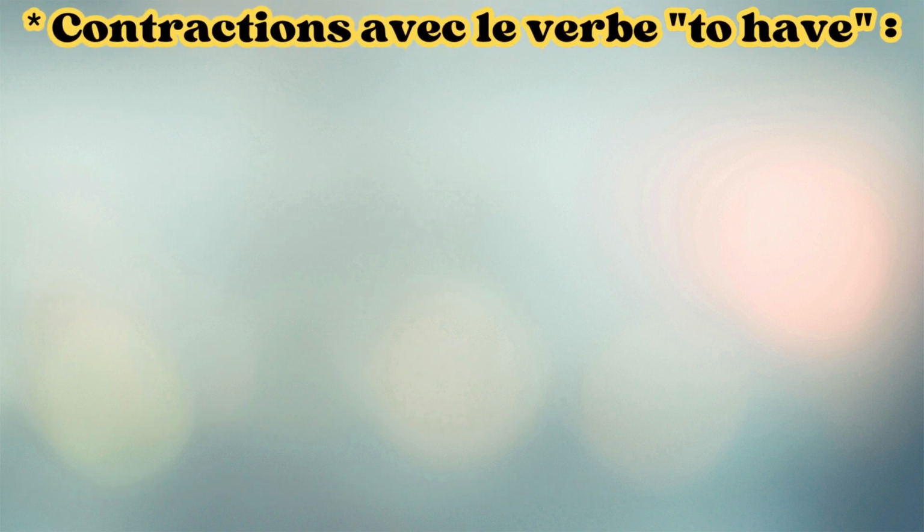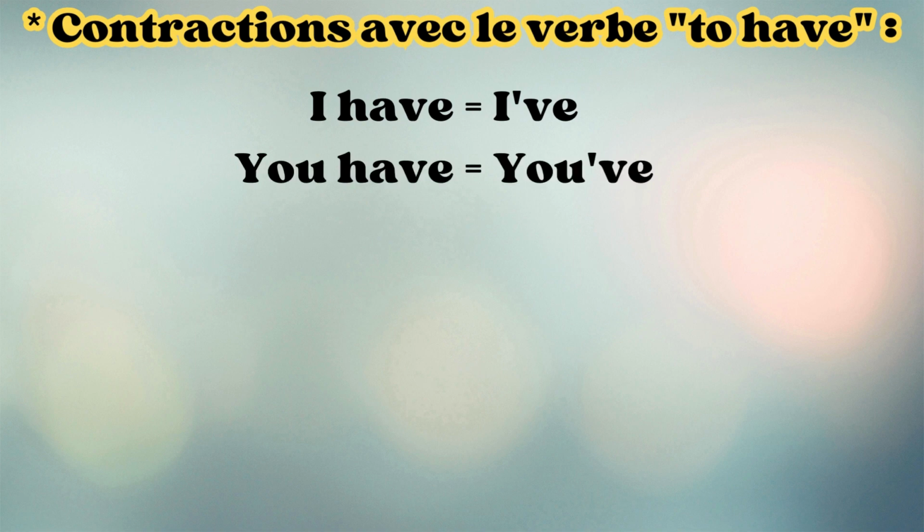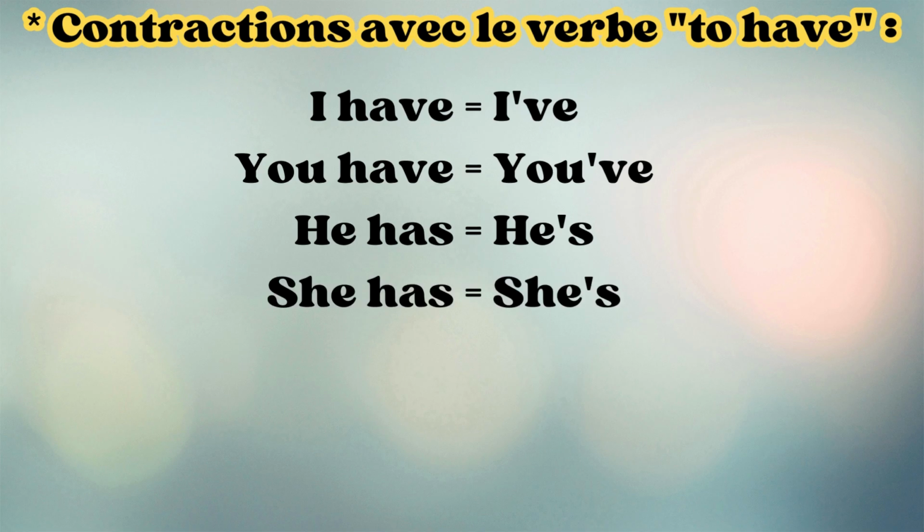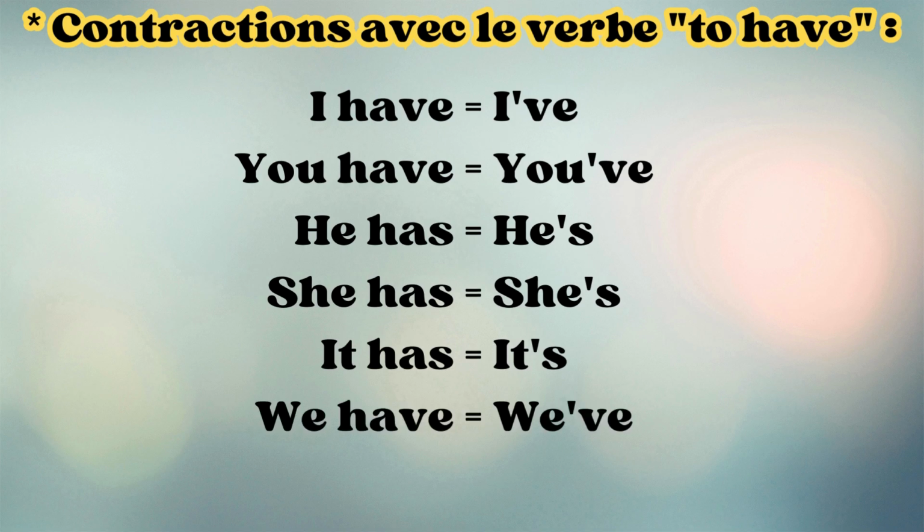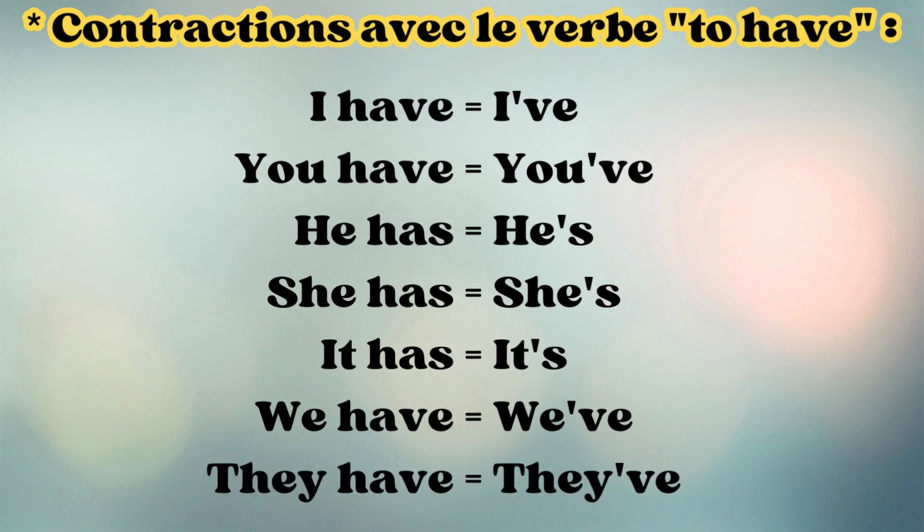Contraction avec le verbe to have. I have, I've. You have, You've. He has, He's. She has, She's. It has, It's. We have, We've. They have, They've.